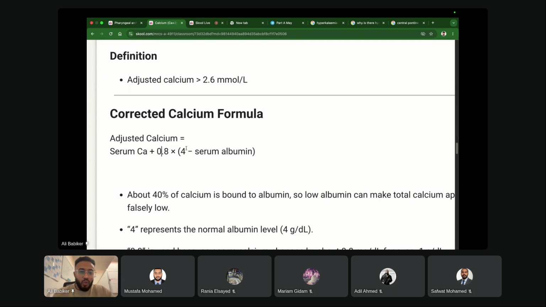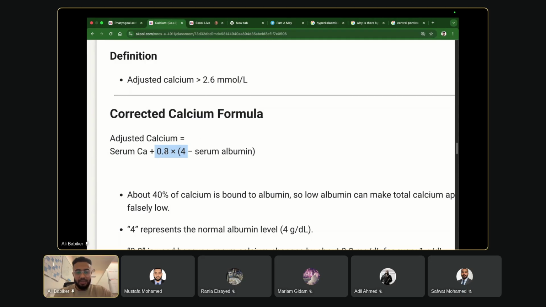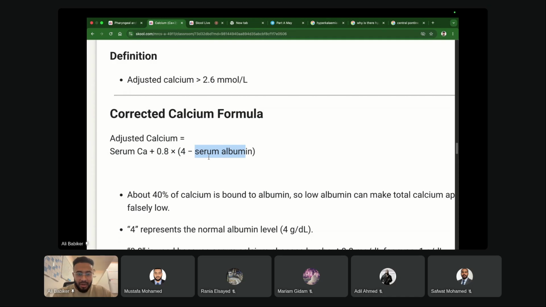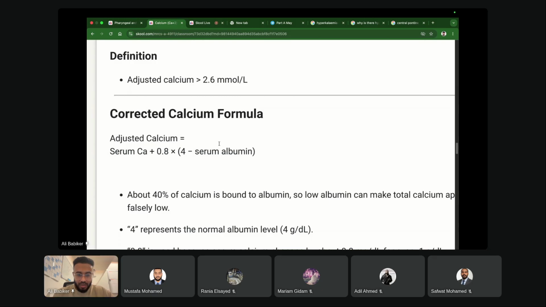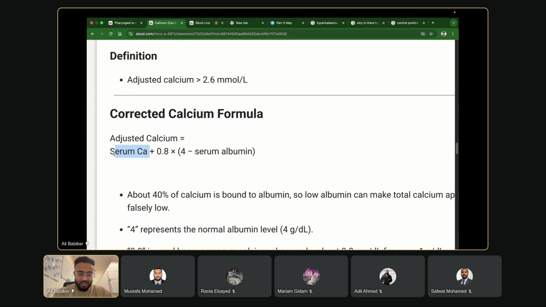All right. Why did we put these numbers? Each number has an explanation. So the normal serum albumin is 4. If the serum albumin is 4, the normal number, that means 4 minus 4 will equal 0. So the effect of serum albumin is taken out. If the serum albumin is 3, for example, that means 4 minus 3 will be 1. That means the serum calcium will increase by 0.8.